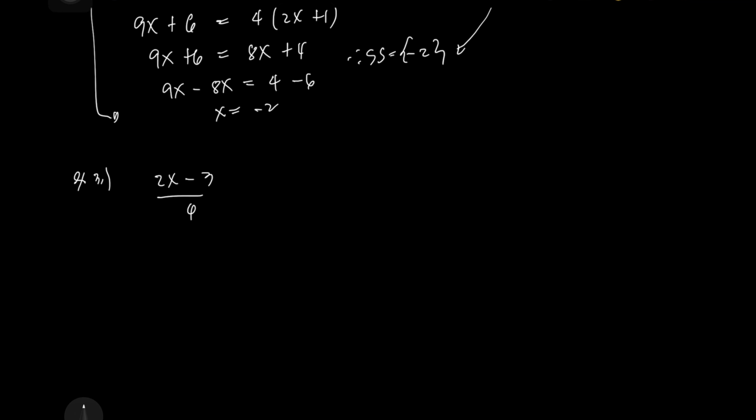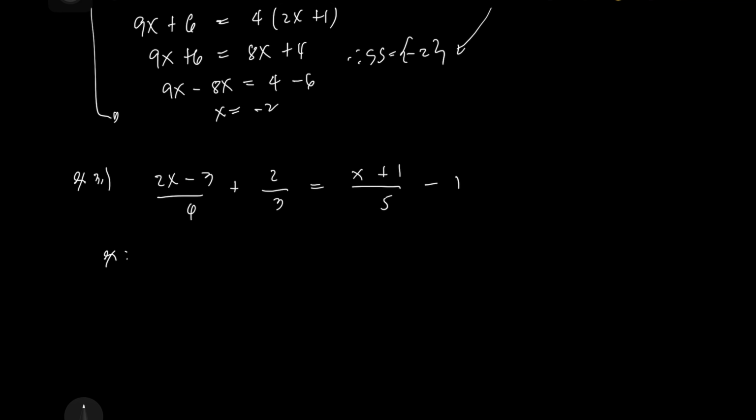(2x minus 3) over 4 plus 2 over 3 equals (x plus 1) over 5 minus 1.